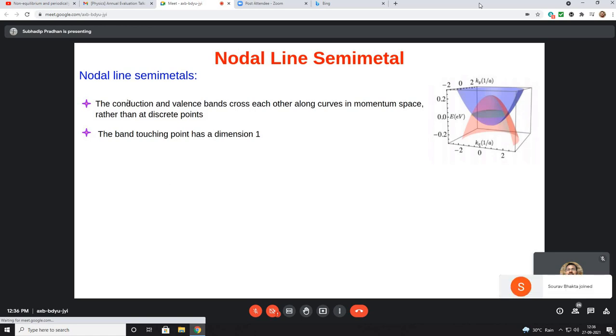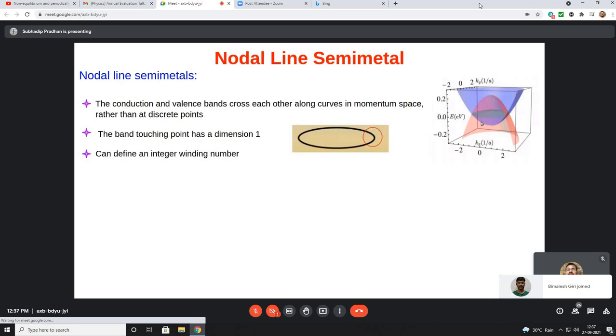The nodal line semi-metal is where the conduction and valence bands cross each other along a curve in momentum space rather than at discrete points. So for nodal line semi-metal, the band touching is in a line or in a curve. Depending on this band touching, there can be nodal line, nodal ring, or nodal chain type of semi-metals. In the Dirac and Weyl case, the band touching has dimension 0 because they touch at a single point. But here they are touching in a line or in a curve, so the band touching has dimension 1.